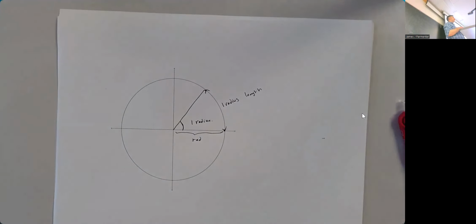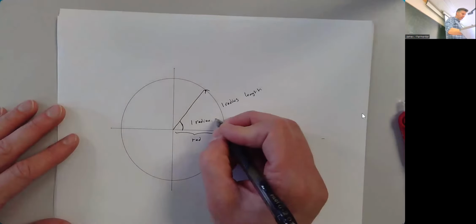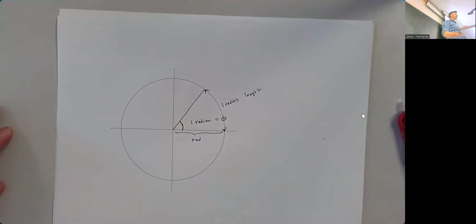So theta is like x. Theta is just a name that we give the angle. So we could say that this angle is theta. Theta is 1 radian. But you can also call it alpha or beta or gamma or really any lowercase Greek letter is a typical choice for an angle name.